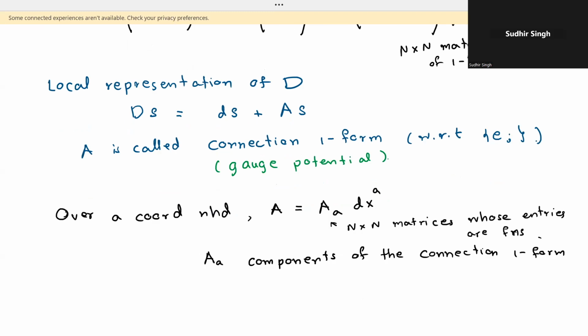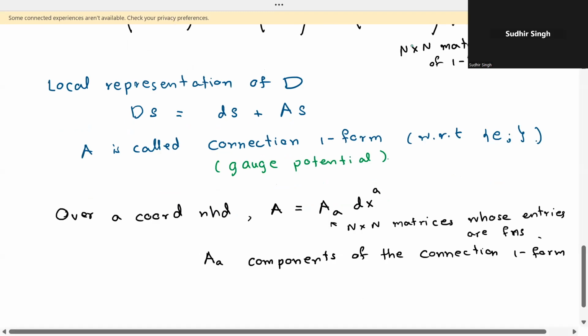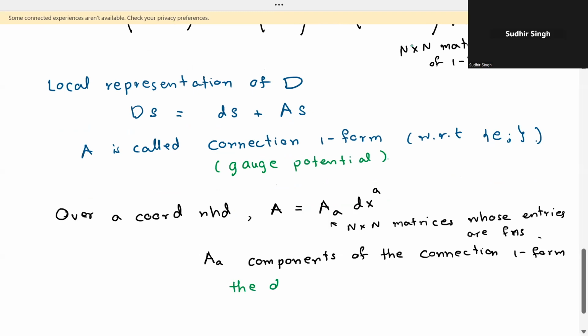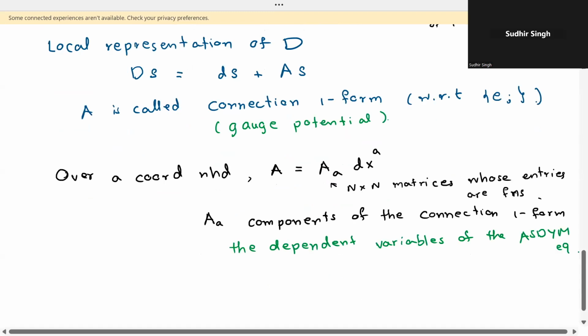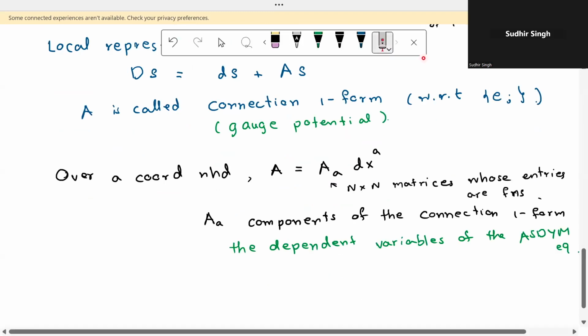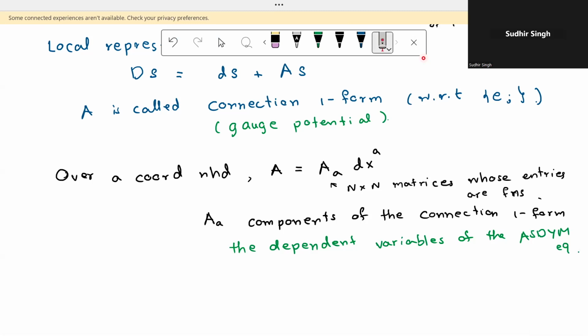And they are actually the dependent variables of the anti-self-dual Yang-Mills equation. Okay. So before we go and look at, so now we have the dependent variable. So now we have to say what condition that this anti-self-dual Yang-Mills equation is.